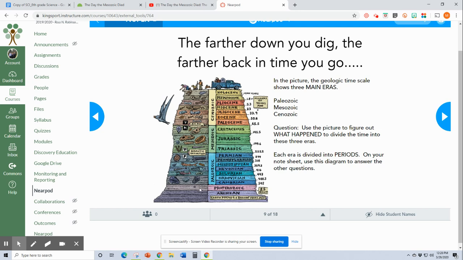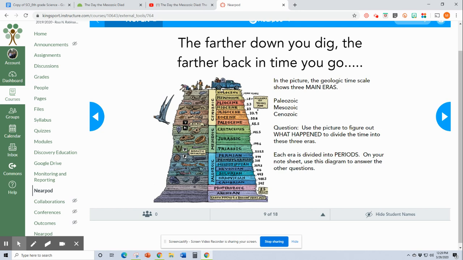So we go from this, and then all of a sudden we go here. So you notice in the picture, we have three main, these are called our eras. So this is our Paleozoic, and then we have our Mesozoic and our Cenozoic. And then each of those are divided into some smaller sections, and these are called periods, okay? And we have some questions for you to answer on your note sheet.